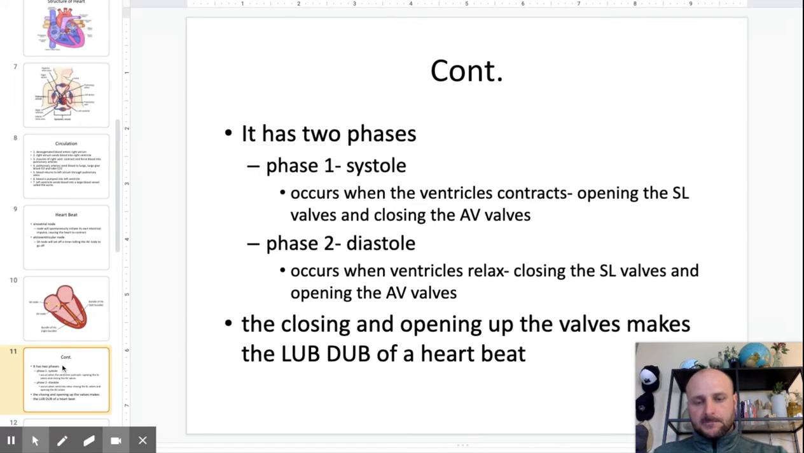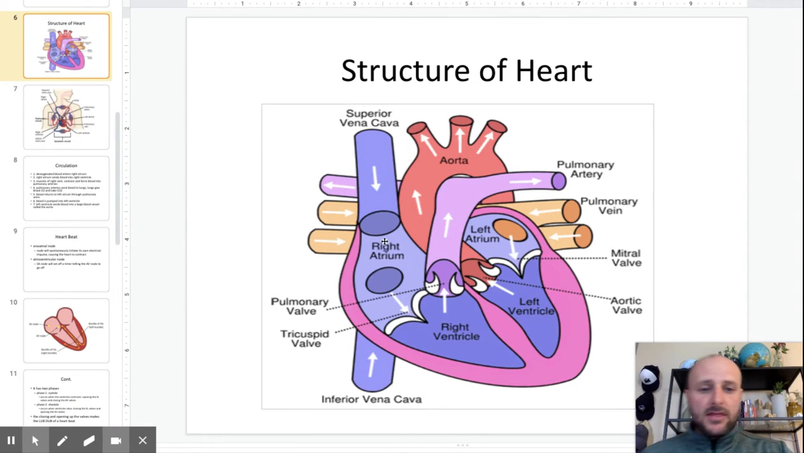Now, this is done in two phases, we say. The first phase, the systolic phase, is actually when the ventricles are contracting. And then the diastolic phase is actually when the atria are contracting. This creates the lub-dub heartbeat because of these valves that we just talked about. So when the SA node causes these atria to contract, you're going to see valves open and close.